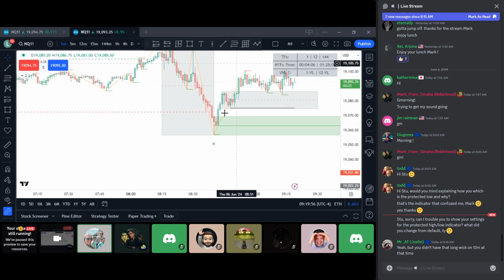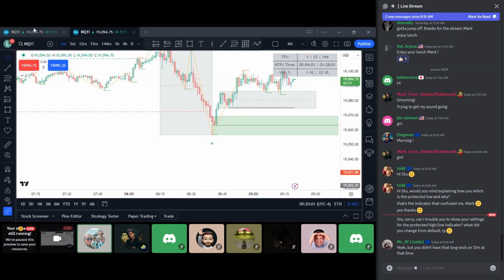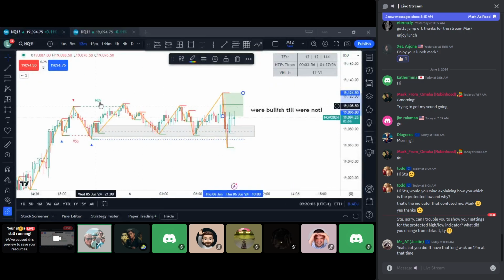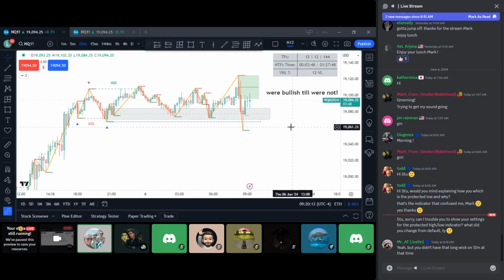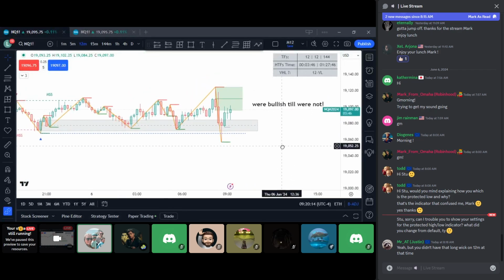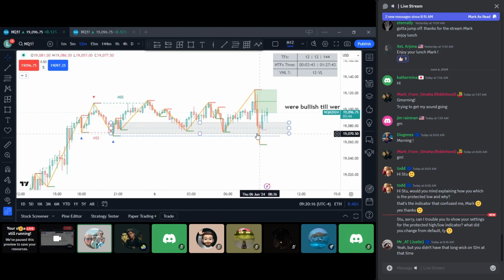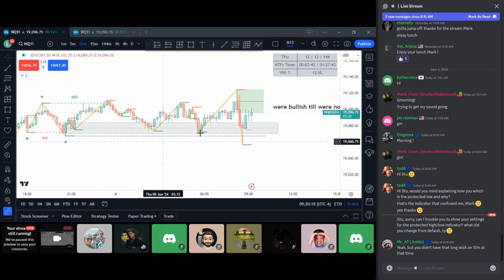So even though that setup on the 1, I didn't have that on the 12, you could essentially look at that like, okay, we're in a range. I'm expecting this protected low to hold and take it based on that. So you're right, it wasn't validated. It wasn't confirmed, but you could take it based on what you're seeing, right?